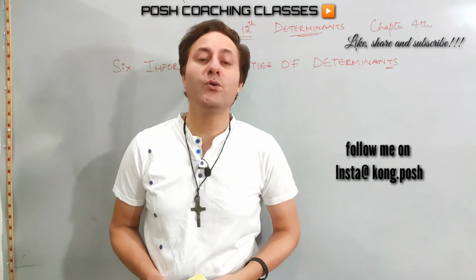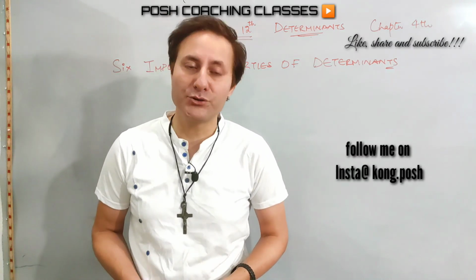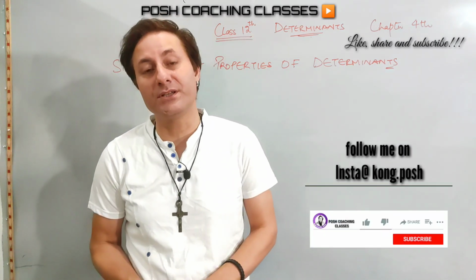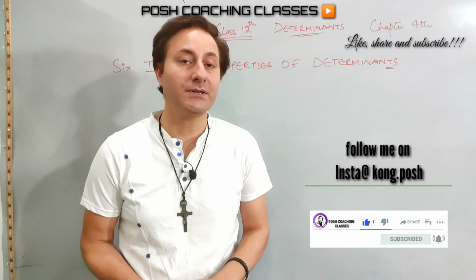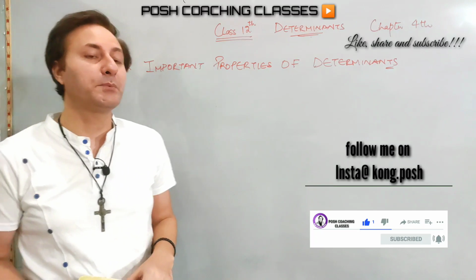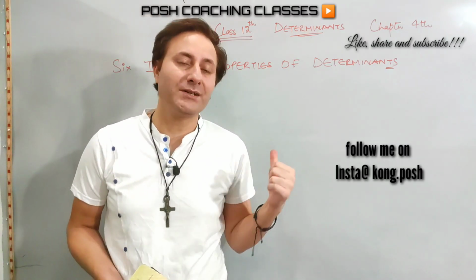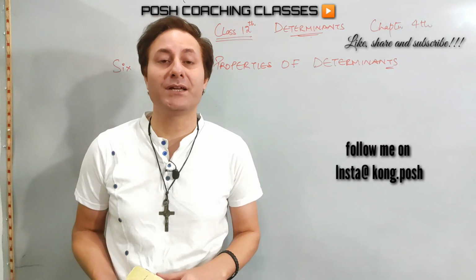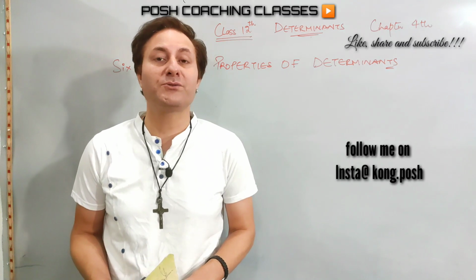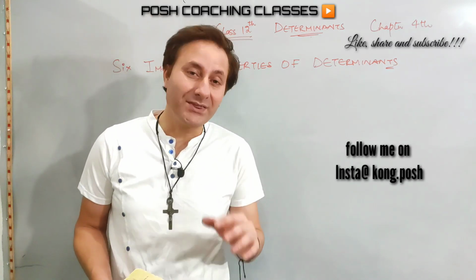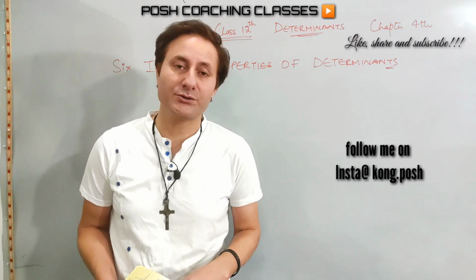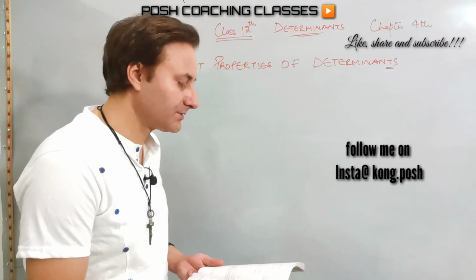Now, before going to exercise number 2 of this chapter, we need to understand a few properties of determinants. There are 6 important properties of determinants. I will jot them down here, and at the same time I will explain how that happens. Without those 6 properties you may not be able to solve the questions. So let's start with the first property.